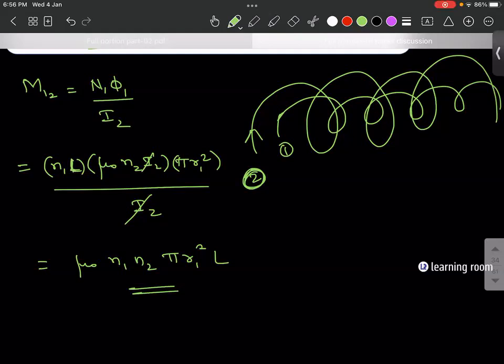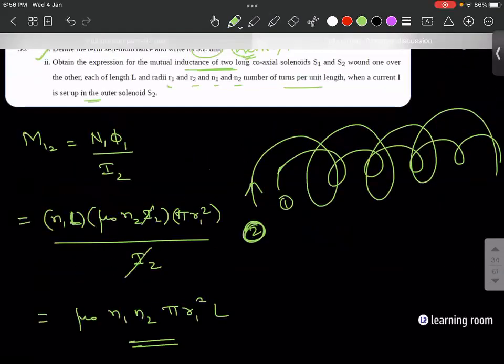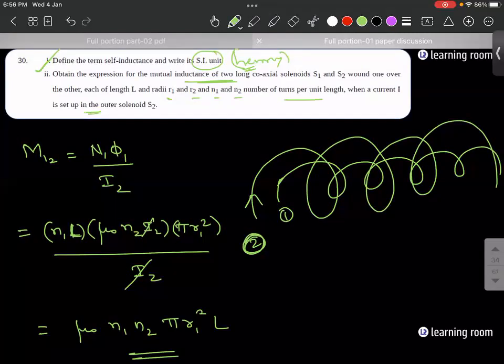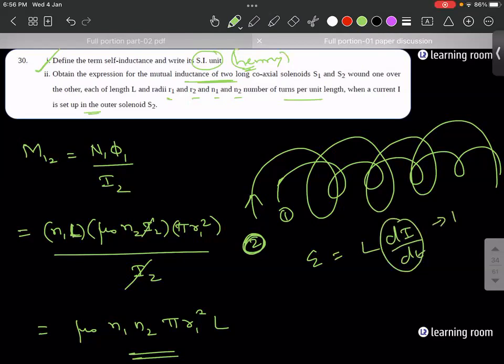Sir? Tell me. Sir, can we define self-inductance as the EMF induced across an inductor when the unit change in current takes place in unit time? Correct. Because E is equal to L into di by dt, you know, you're defining it according to this. Di by dt, you're taking it to be 1. So then EMF will be equal to this. Correct. Okay, sir.